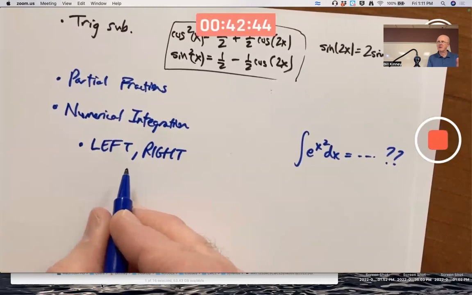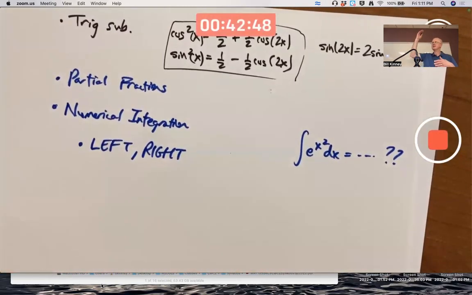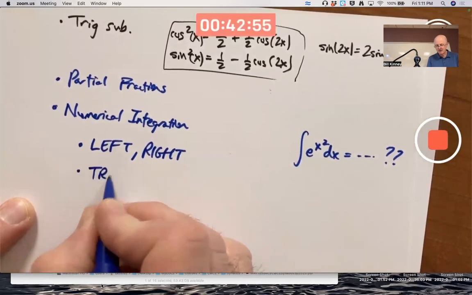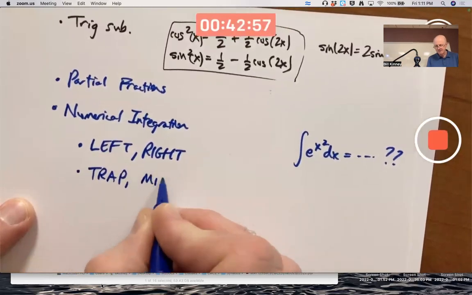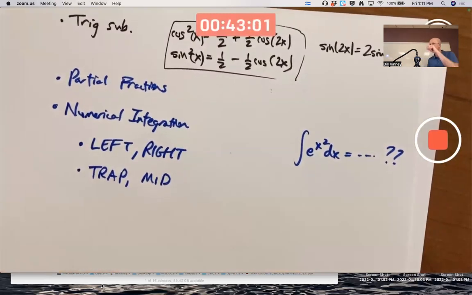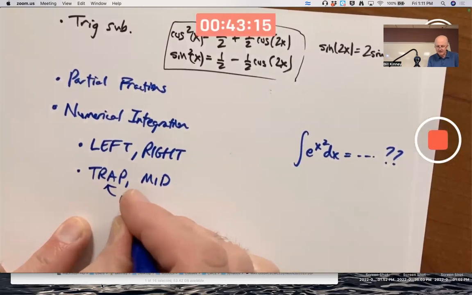There were things we saw related to whether these give you answers that are too big or too small based on whether your function is increasing or decreasing. You should briefly review. Better methods include the trapezoid rule and the midpoint rule. With the midpoint rule, we figure out the areas of our rectangles by taking the midpoint of each subinterval and using that to figure out the heights. And that generally does better than left and right. Trapezoid, for us at least, was the average of left and right.